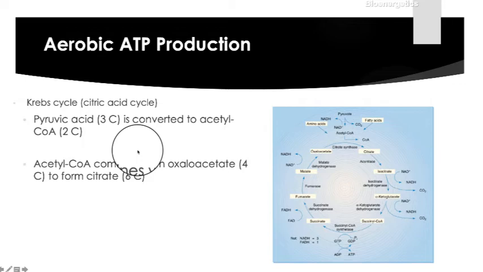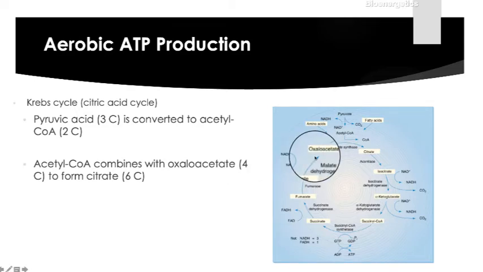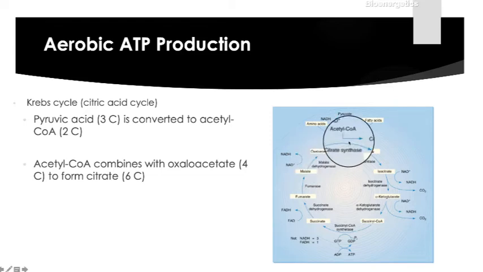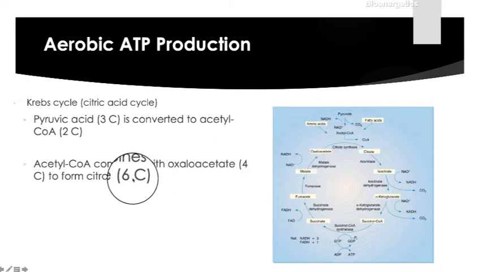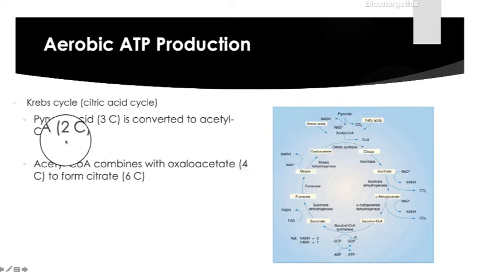Acetyl-CoA is now going to combine with oxaloacetate, which is this guy here. Okay, so oxaloacetate is a 4-carbon molecule, so you can see here that it's a 4-carbon molecule. And this is essentially going to, if you follow my cursor here, interact with acetyl-CoA, which is 2, and it's going to create citrate. And citrate will then be a 6-carbon molecule because we get 2 from acetyl-CoA combining with 4 from oxaloacetate, and that makes a 6-carbon molecule.